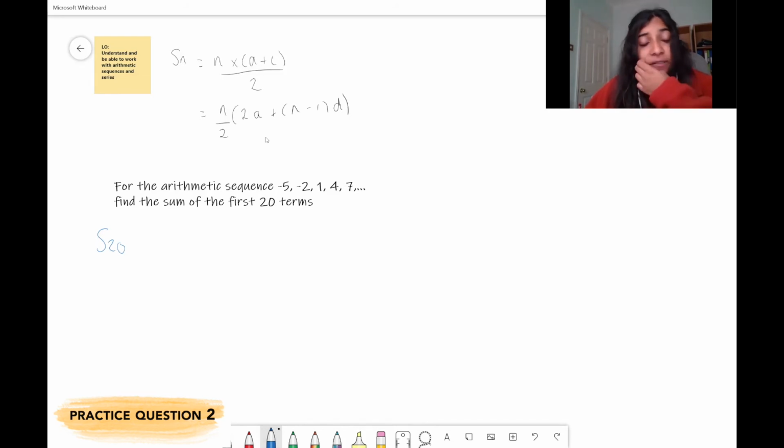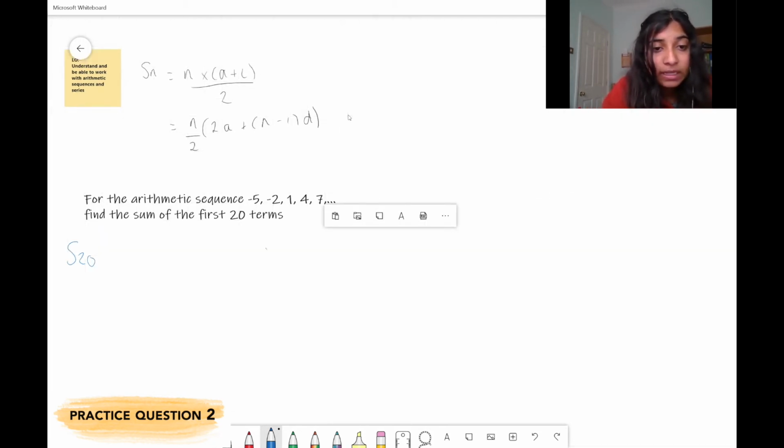To do this, we can't use the first formula because we don't know what the last term is, so we're going to have to use the second one. But to do that, we need to find out what a and d are. We know that n is 20, so that's okay, but we just need to find a and d. So a is just the first term in your sequence, so it's -5. And then d is the difference between each term in your sequence.